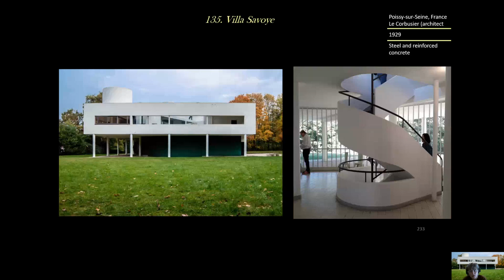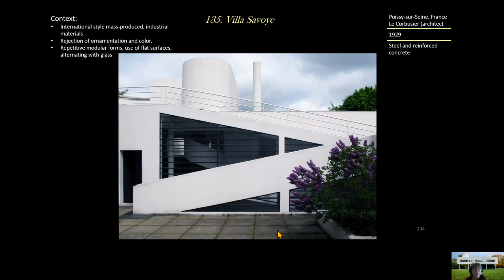Savoye, made in France by Le Corbusier. It is made in 1929 of steel and reinforced concrete. There are 2 images associated with it.